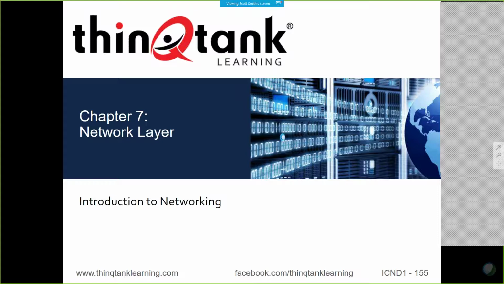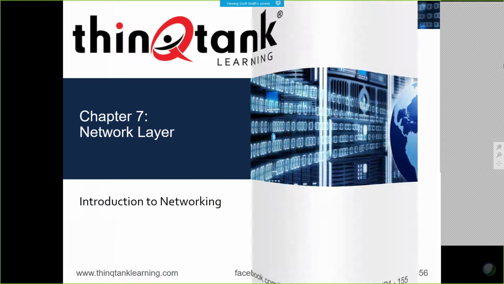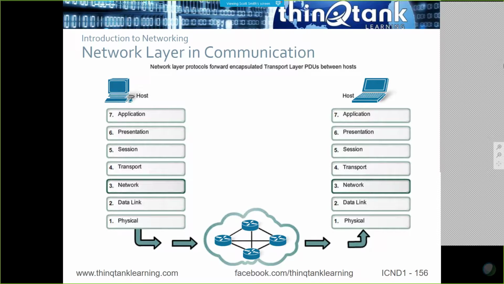Okay? So the network layer. Network layer is layer 3 of the OSI model. And we know that this is where routers function. So a lot of focus is going to be on how routers handle traffic, and of course the addressing component that's utilized at this layer, which is IPv4 or IPv6 addressing.